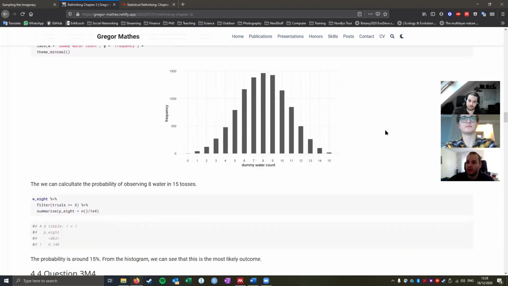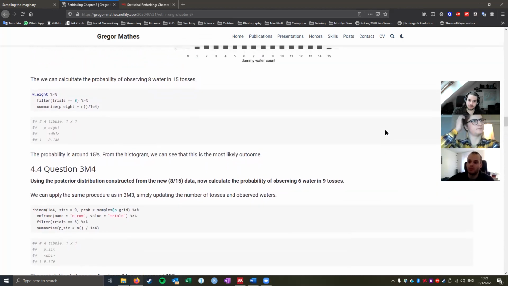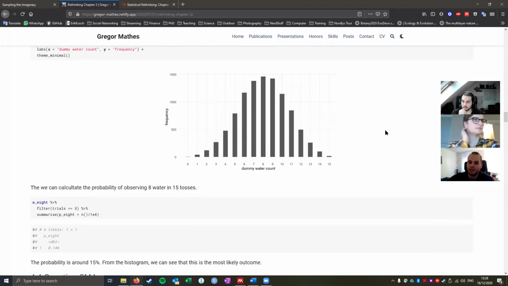And from this distribution, we can just take out the 8 out of 15. So the middle block here with filter, and then summarize to get the proportion, so to get the probability. And the probability for this is around 15%, which is the most likely outcome, even if just 15%. But you can see that it's not really likely to be 8 out of 15, it could be 7 or 9 as well.